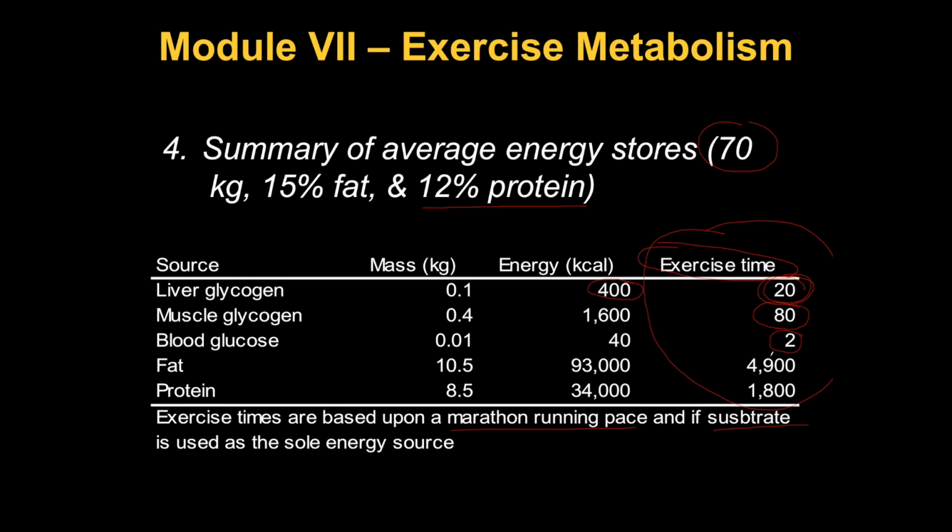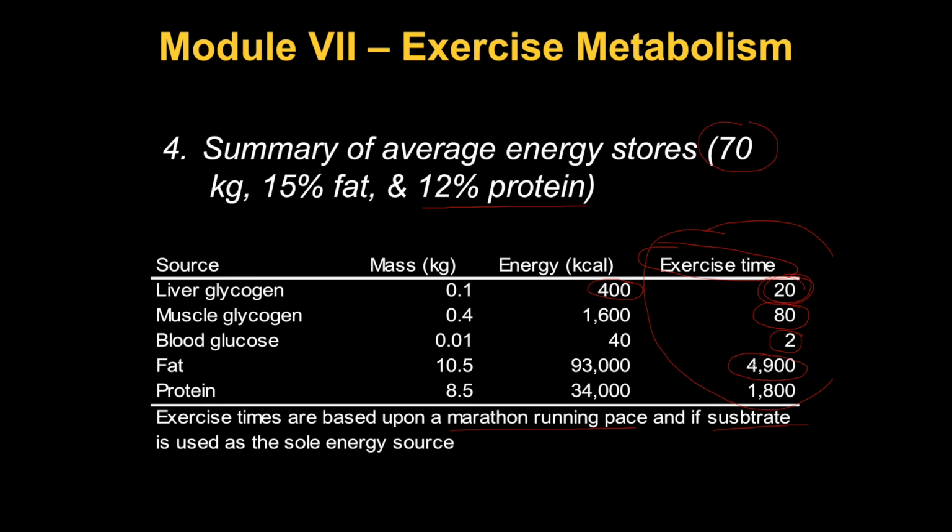Now take a look at fat. This is kind of interesting. 4,900 minutes that we would possibly get out of running at this pace. However, as we all know, 4,900 minutes simply is not going to happen purely on fat here. And the reason for that is because all the energy systems are important here. So we're relying on glycolysis as well. And eventually individuals hit the wall because of low muscle glycogen stores.